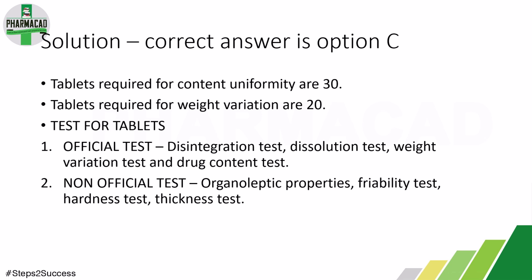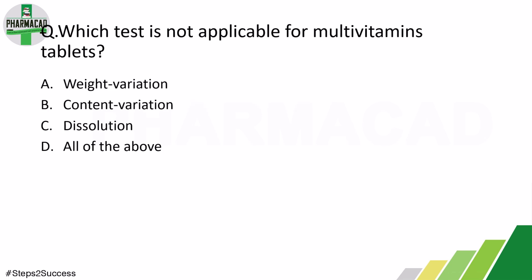So test for tablet, I have added this part as an additional part because you have to remember कि कौन से quality control test tablets के लिए perform किए जाते हैं. And this is very much important as per GPAT as well as NIPER. The official test is disintegration test, dissolution test, weight variation test, and drug content test. The non-official tests are organoleptic properties, color, odor test, etc. Stability test, hardness test, thickness test. Now let's move on to the next question.